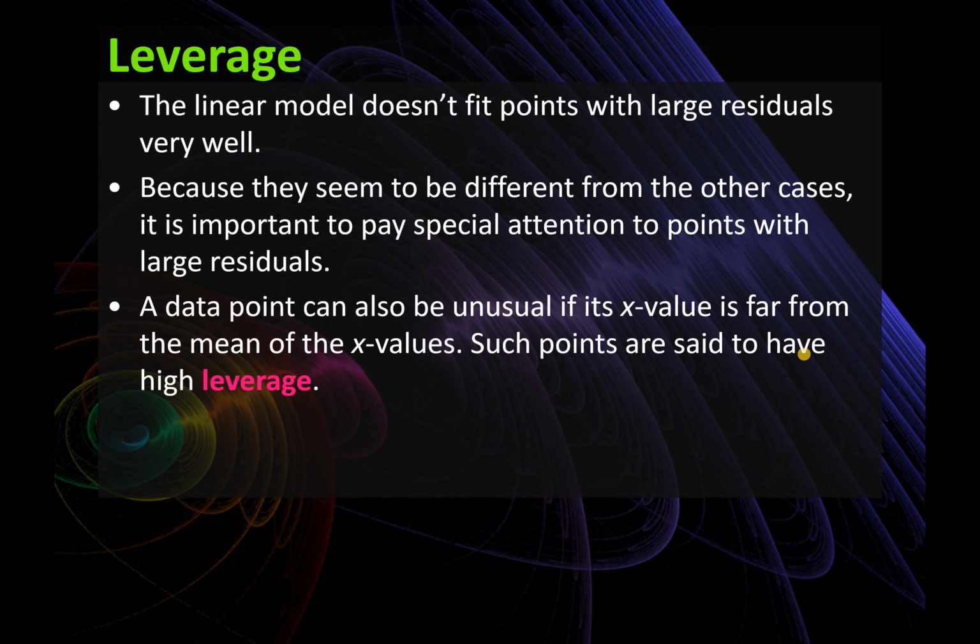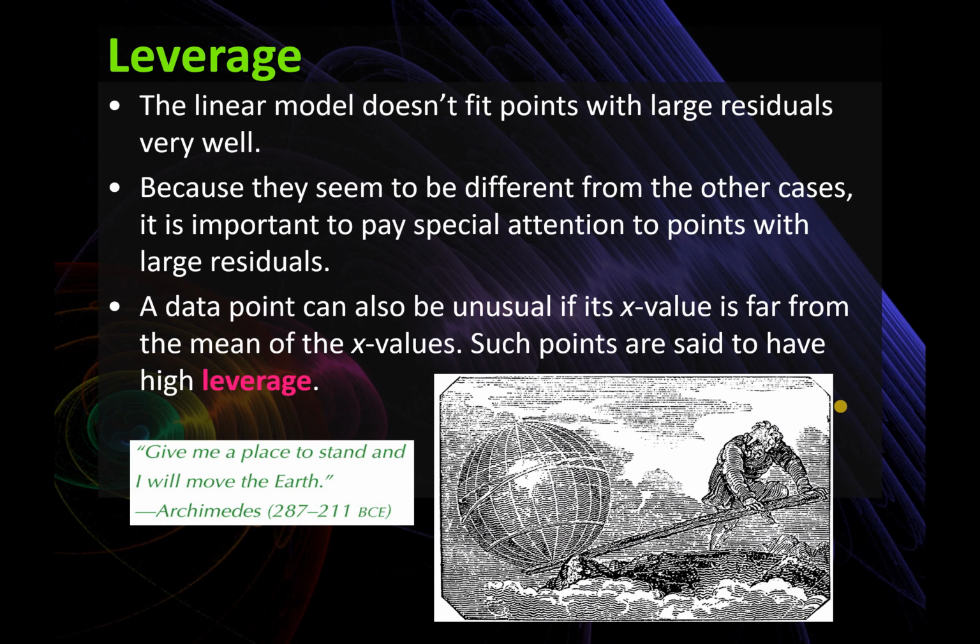If a data point is unusually far from the average of the x values, its x-coordinate is far from the x average, that point is said to have leverage. Now we're talking in the x direction here. This kind of goes back to what Archimedes said way back when. He said, "Give me a place to stand and I will move the earth." It is the whole principle of leverage that plays a huge role in physics. If you get far enough away with a long enough stick, you can move just about anything, and that stick is basically your regression line.